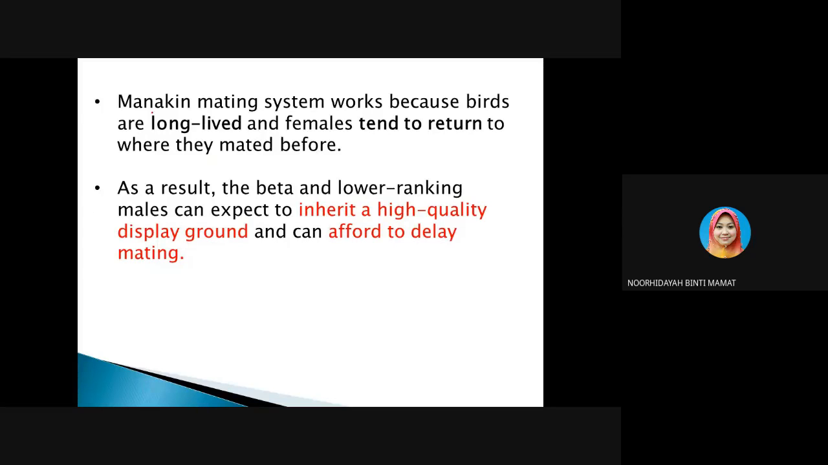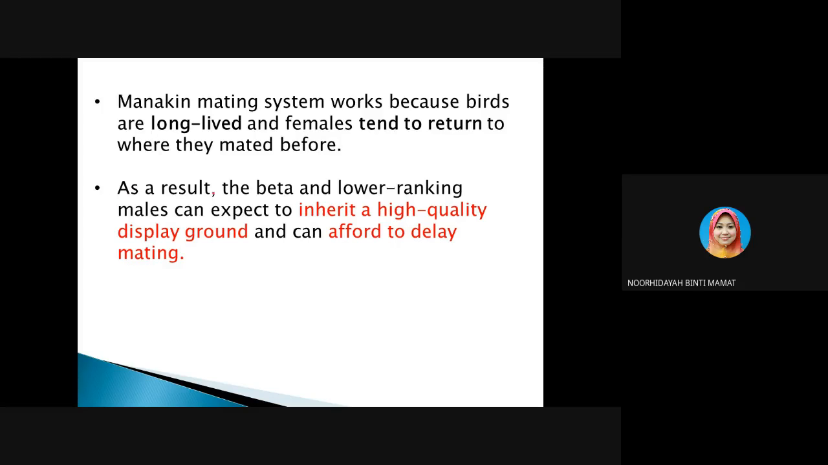The manakin mating system, which is the cooperative lek, works because the birds are long-lived, and the females tend to return to where they have met before. That is why they practice the cooperative lek. The 3 or 4 other males will wait to be the alpha male, because they are long-lived birds, and normally the female will return to the same lek.